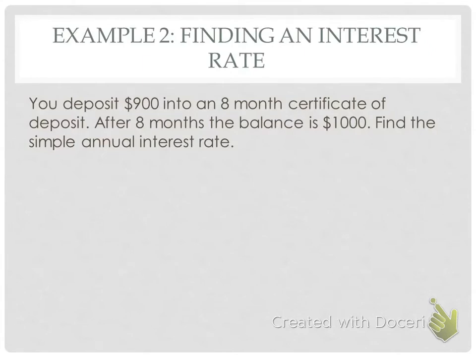Now in example 2, we're finding the interest rate. So let's see what the problem gives us. It says you deposit $900 into an 8-month certificate of deposit. After 8 months, the balance is $1,000. Find the simple annual interest rate. So again, we start with I equals PRT. What are we solving for? Which variable? We're solving for R, which means that the problem gives us the values for all of the other variables.